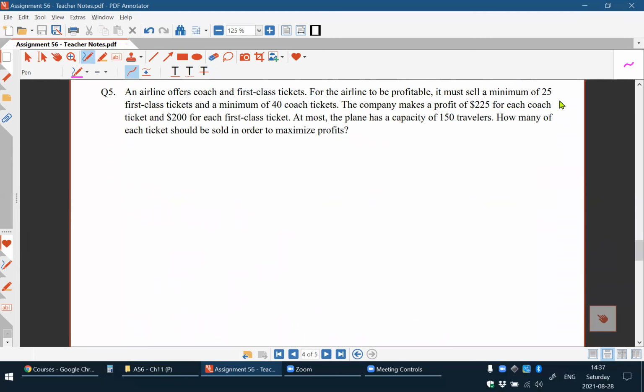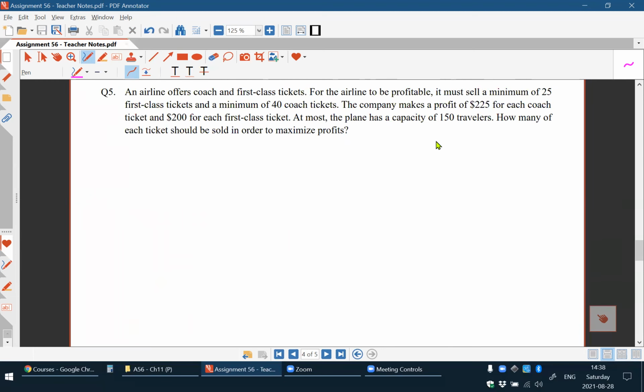All right, next question. An airline offers coach and first class tickets. So there are two types of tickets, right? For the airline to be profitable, it must sell a minimum of 25 first class tickets and a minimum of 40 coach tickets. The company makes a profit of $25 for each coach ticket and $200 for each first class ticket. At most, the plane has a capacity of 150 travelers. How many of each ticket should be sold in order to maximize profits?